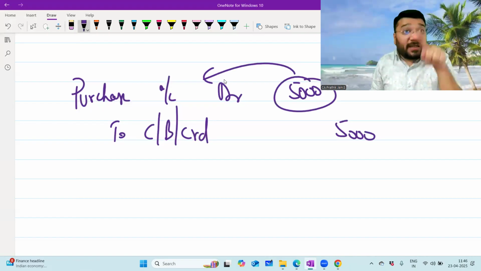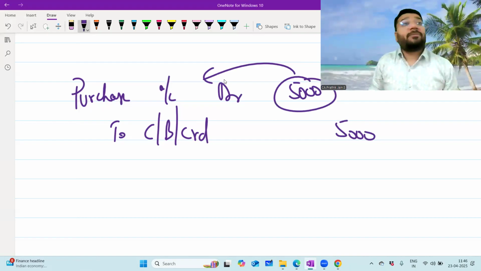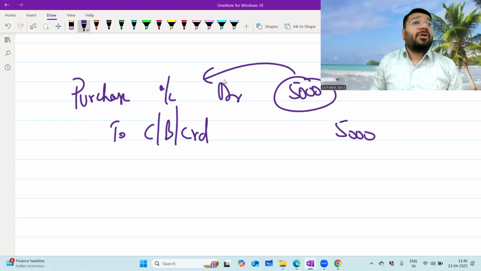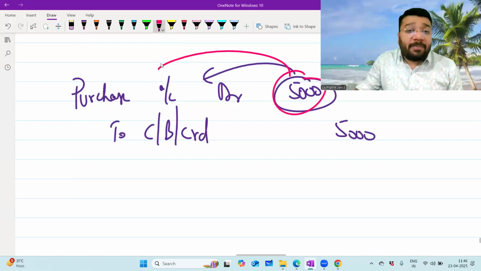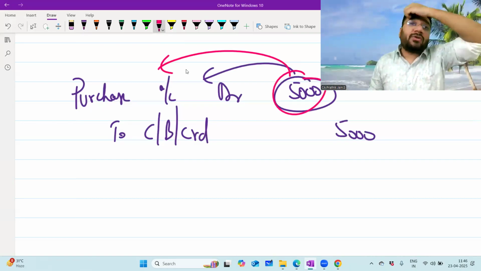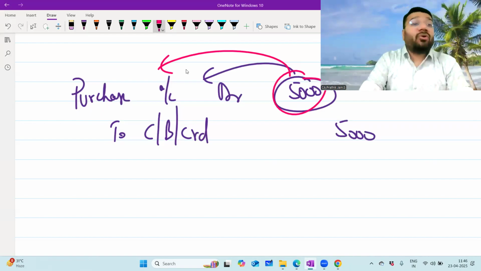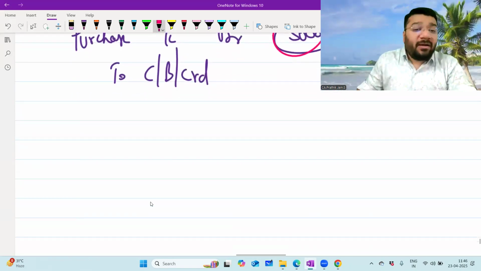The condition is that 5,000 worth of goods should be either sold or resold. But now what happened? You broke the promise. In that case, do you deserve to keep this 5,000 in the purchase account? Can I call that 5,000 as purchase? No. So now I have to cancel purchase by giving a credit.